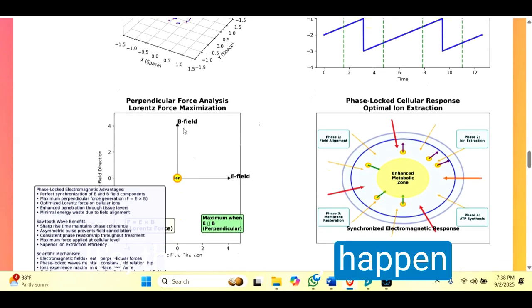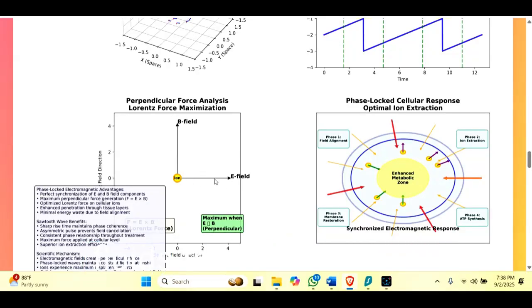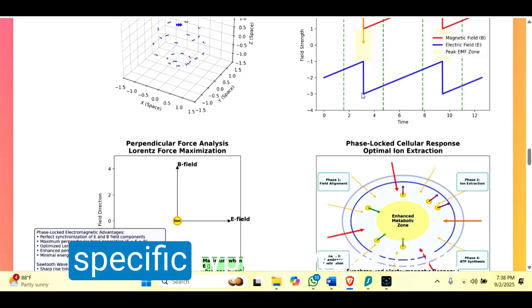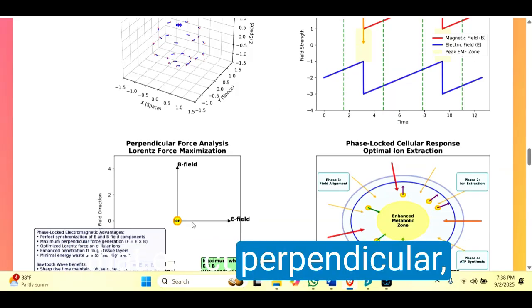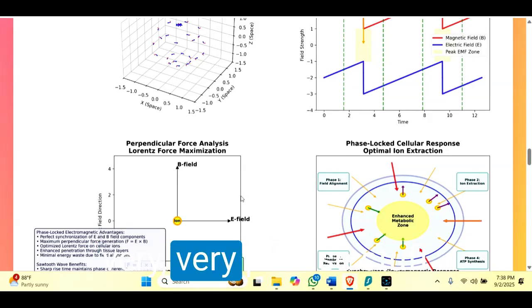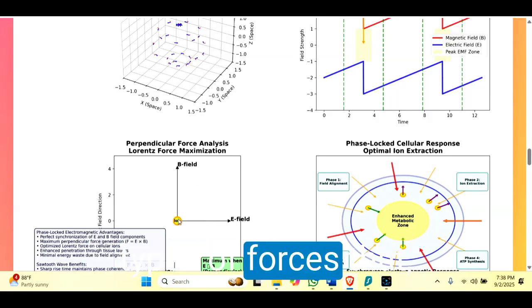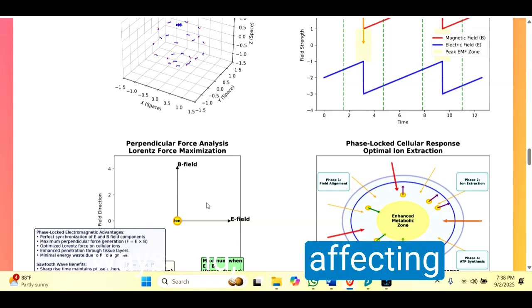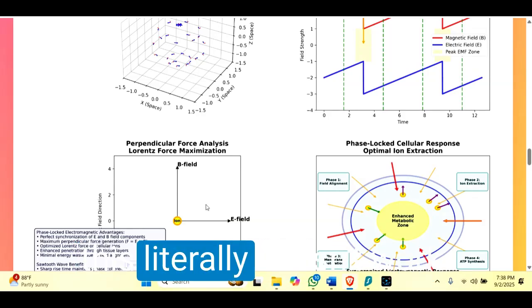That can only happen if you can create this perpendicular force in the body, in the fields, in the fluids that affect ions in different ways. If it's not the specific type of waveform, it literally doesn't produce that exact perpendicular electromotive magnetic force. Does that make sense? So this has to be very, very precise stuff on the waveforms to actually produce these types of forces that again act on ions, moving them in different ways and affecting different types of ions. If it's just a little bit off, this literally doesn't work.